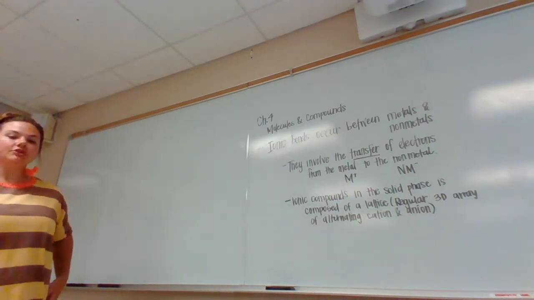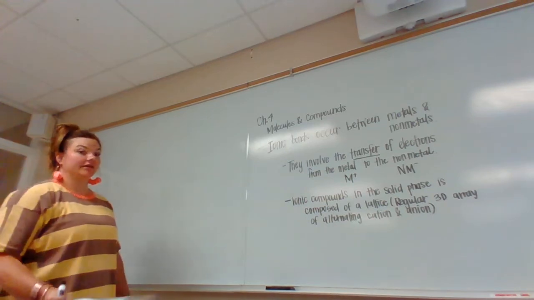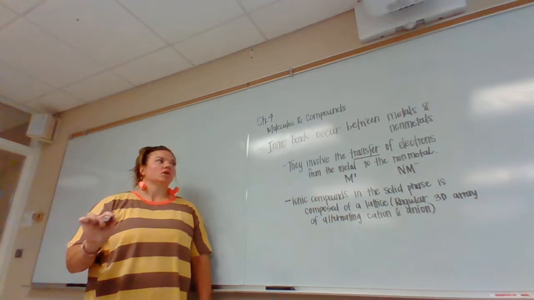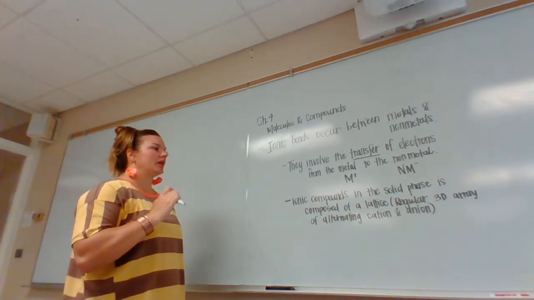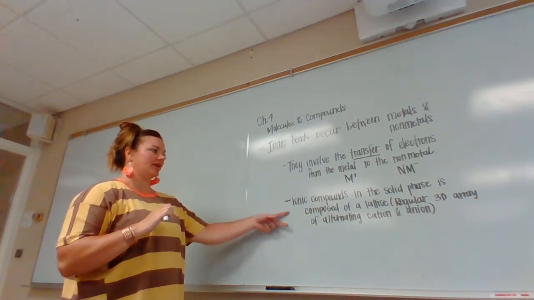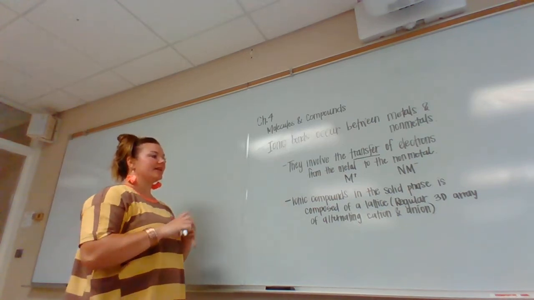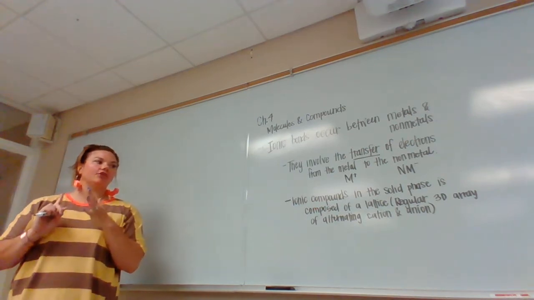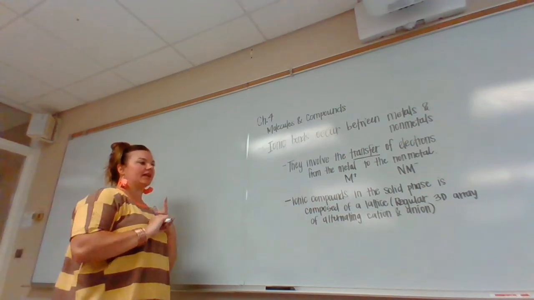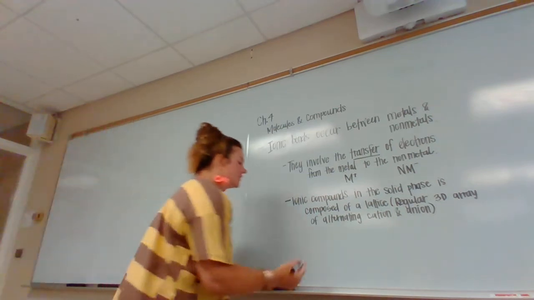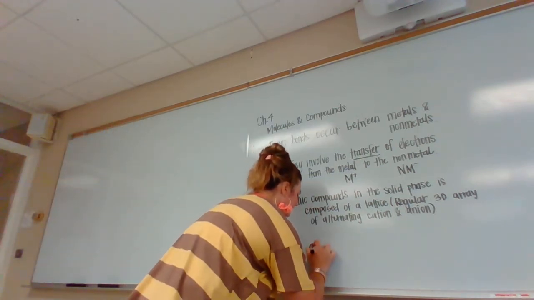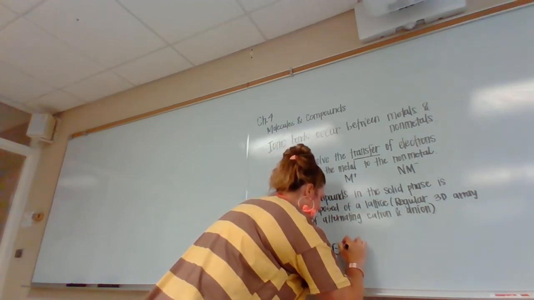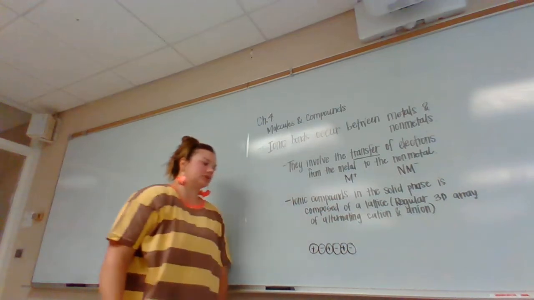We'll learn in later chapters that ionic bonds are the strongest type of bonds. And if you have an ionic compound in a solid phase, it is composed of a lattice. A lattice is a regular 3D array of alternating cation and anion. So if I looked at it on the molecular level, this is what it would look like.